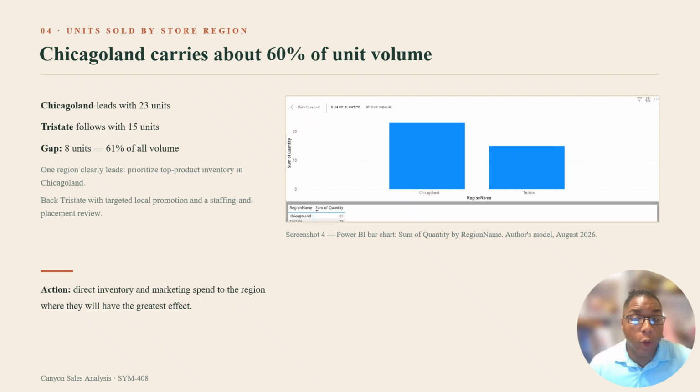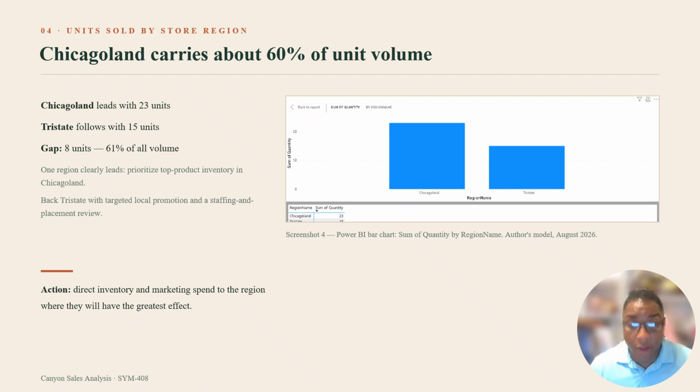Now, chart three moves from time to geography. Our stores sit in two regions, Chicagoland and Tri-State, and this chart compares total units sold between them. Chicagoland leads with 23 units against 15 in Tri-State, a gap of 8 units, which means about 61% of everything we sell moves through Chicagoland stores.